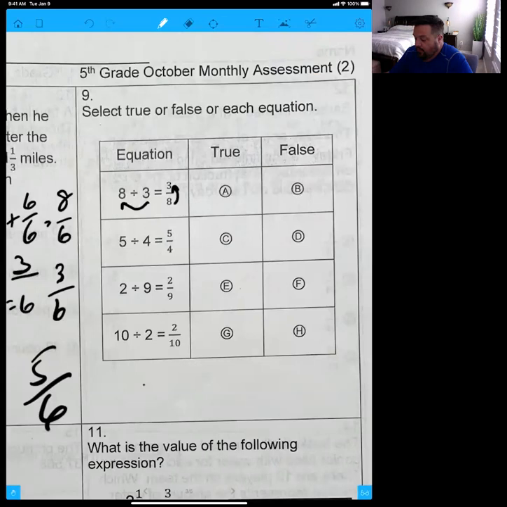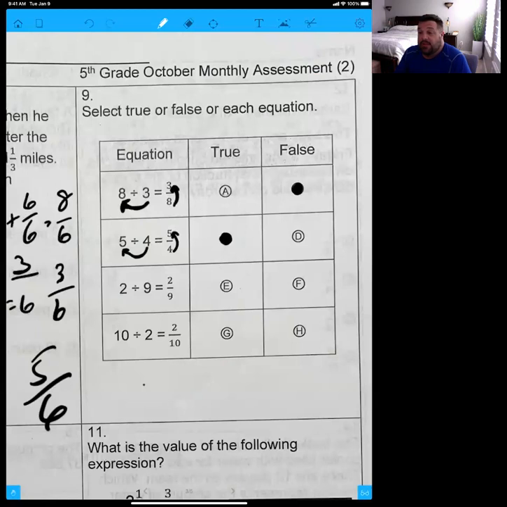So for this problem, those are backwards, right? These things do not equal. This problem says 3 into 8. This problem says 8 into 3. So the choice would be false, right? This one says 4 into 5. This one, it's the denominator into the numerator, says 4 into 5. So this one would be true.